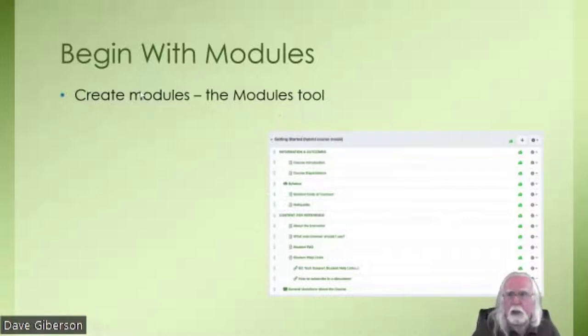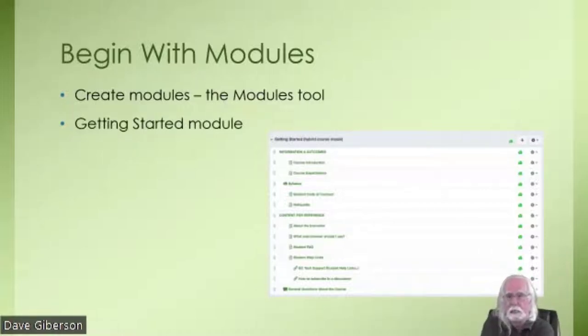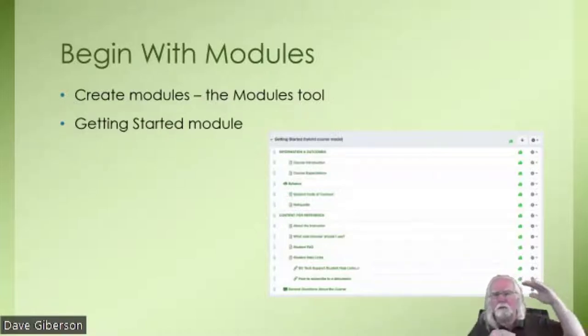Content in Canvas is organized in what Canvas calls modules. Modules are collections of related links to content, to assessments, to communication tools within your course. And it's through the modules that your students access your instructional content in Canvas, your assignments, and things like that. We'll talk more about how you can organize modules and so on, but typically a module contains a series of related links, all related to the same portion of your course.